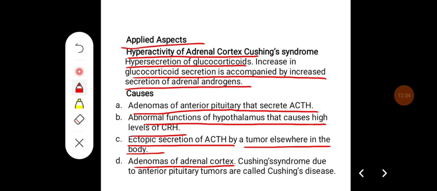Cushing syndrome due to the anterior pituitary is called Cushing's disease. That is Cushing's disease. The etiology is here: there is a tumor in the anterior pituitary.